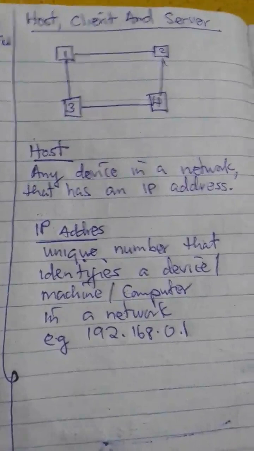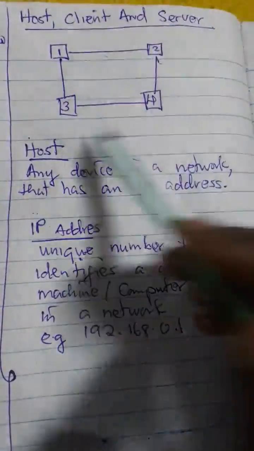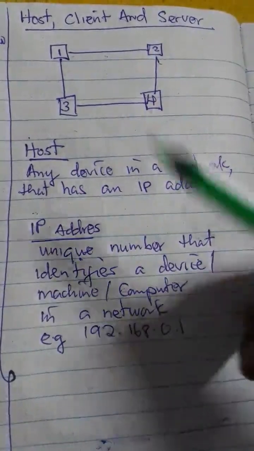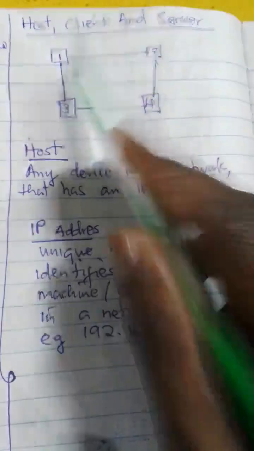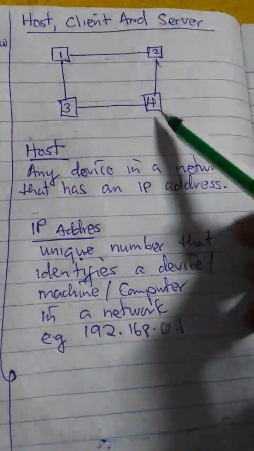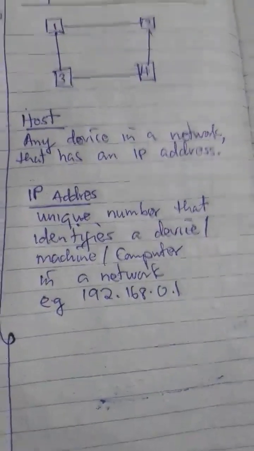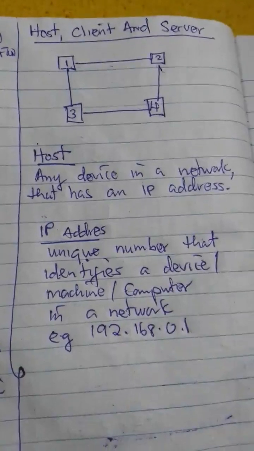So what is a host? A host is any device or any computer in a network that has got what? That has an IP address. So for instance, 1 is a host in this case, 2 is also a host, 4 is a host, and 3 is also a host. So then from host, I'm going to define what a server is.